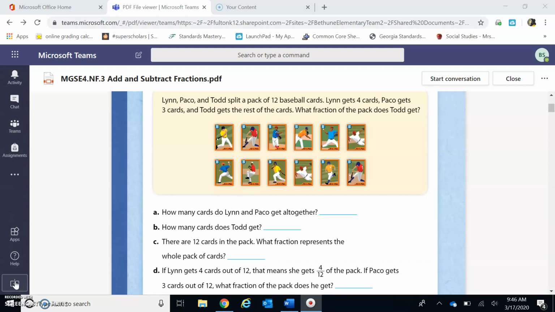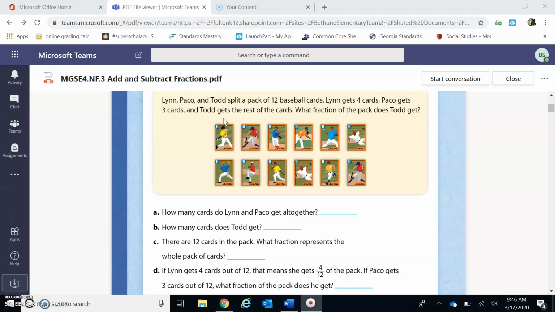All right, let's go ahead and get into our lesson for today. I'm going to read the word problem. It says Lynn, Paco, and Todd split a pack of 12 baseball cards. Lynn gets 4 cards. Paco gets 3 cards and Todd gets the rest of the cards. What fraction of the pack does Todd get?